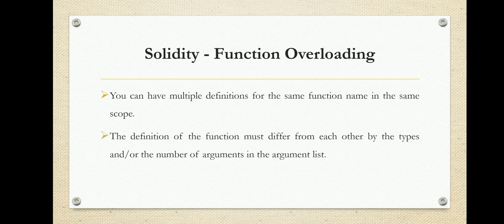So here is the definition. You have multiple definitions for the same function name in the same scope. The definitions of the function must differ from each other by the types and the number of arguments in the argument list. That is function overloading.